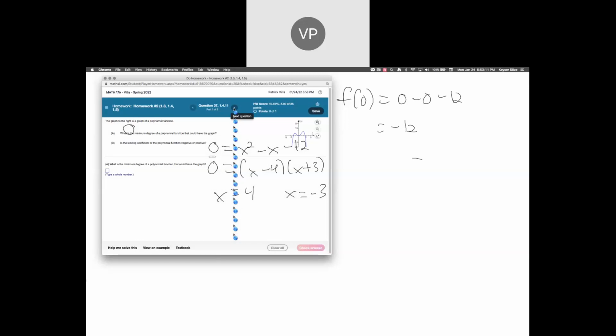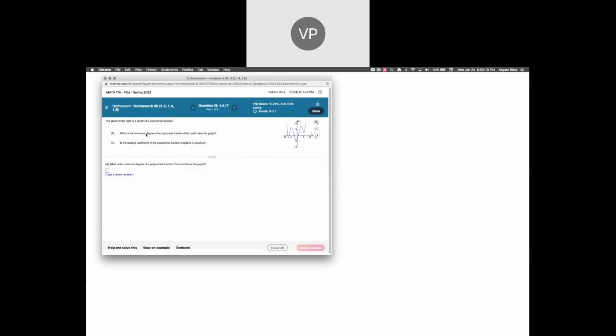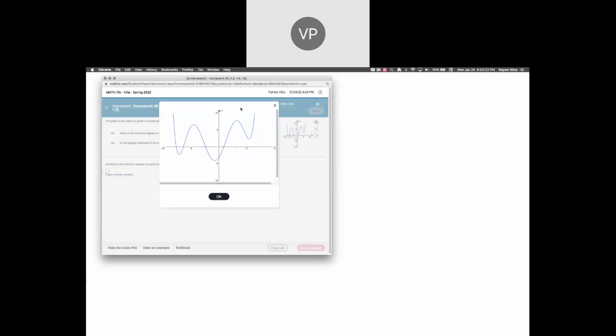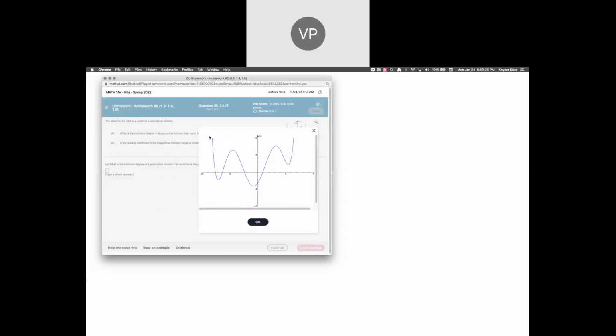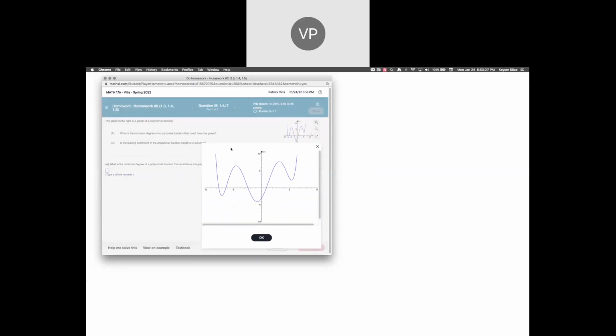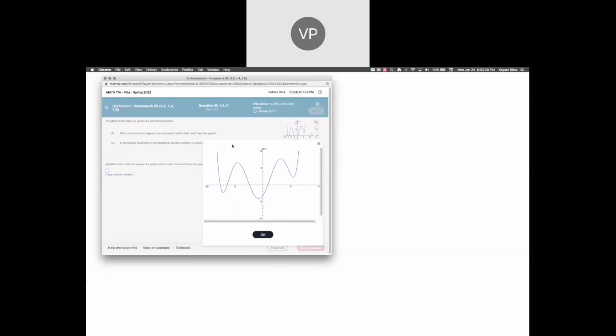Okay, so let's look at number 39. I'll just skip around. I'll kind of go by 4s like I did the other day, just to give you a nice sample of what's going on. So we have a graph here, and I'll enlarge this. And they're asking us what is the minimum degree of a polynomial function that could have this graph?